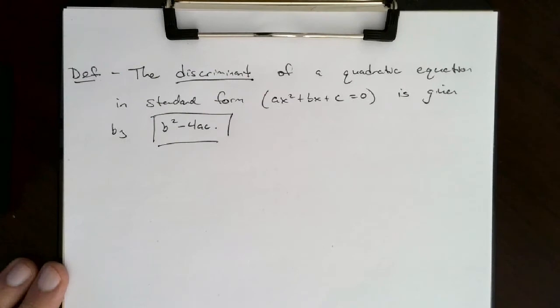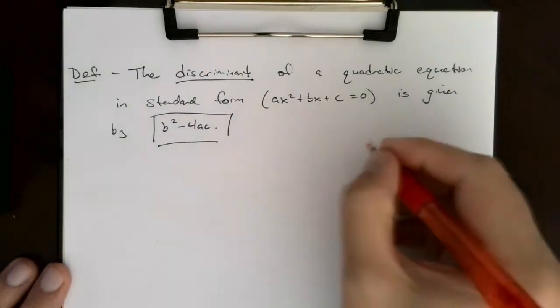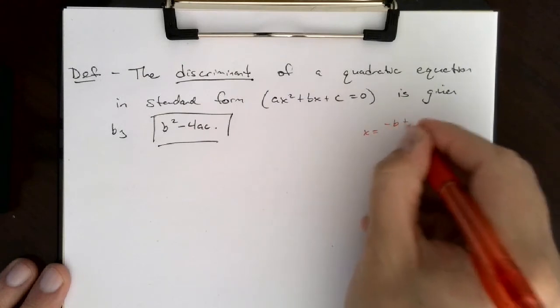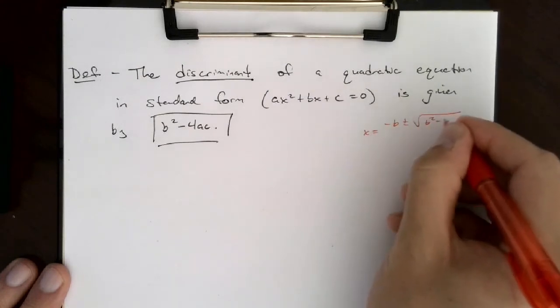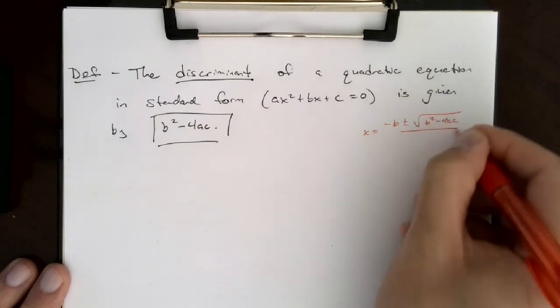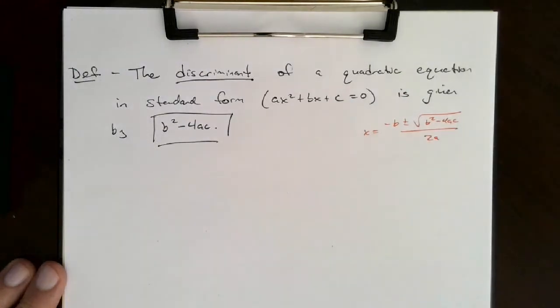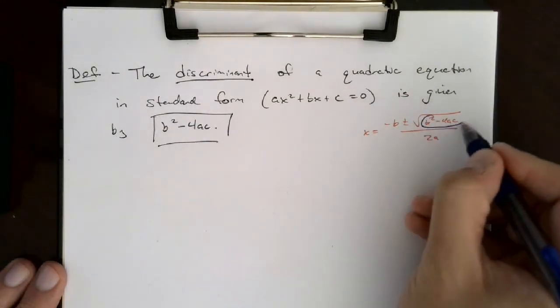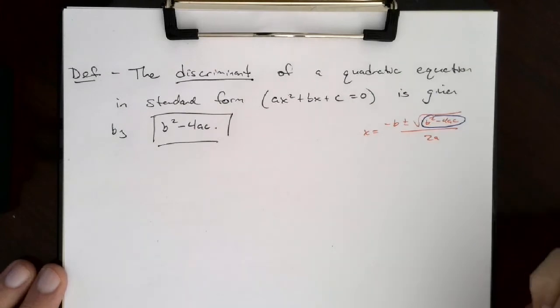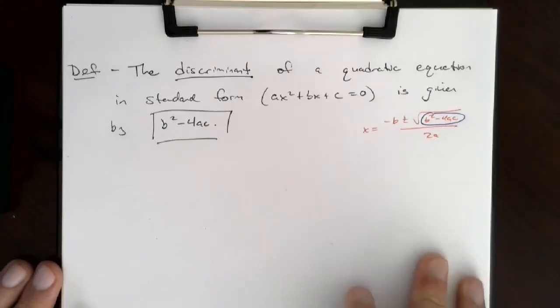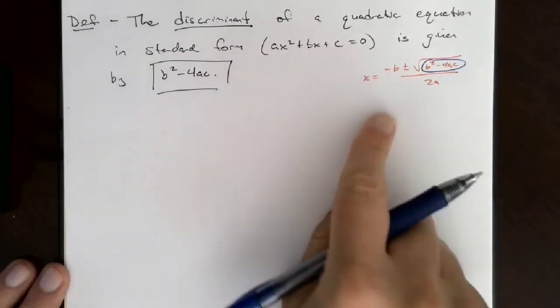It's the part underneath the radical in your quadratic formula, right? So in your quadratic formula, you have x equals negative b plus or minus the square root of b squared minus 4ac all over 2a. For the discriminant, I'm just talking about this piece here. And the part under the radical is going to tell us about our solution. And we talked about it as we did it.